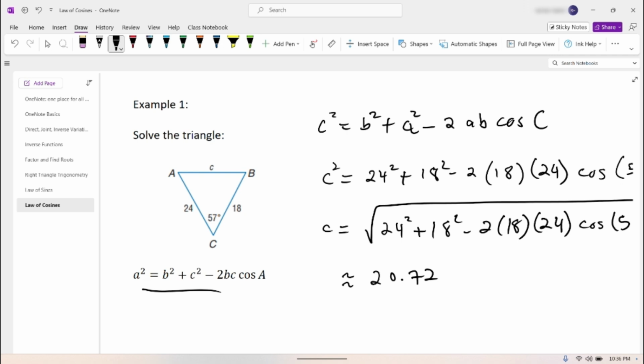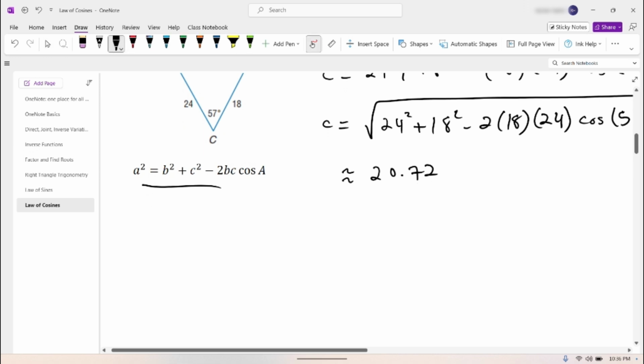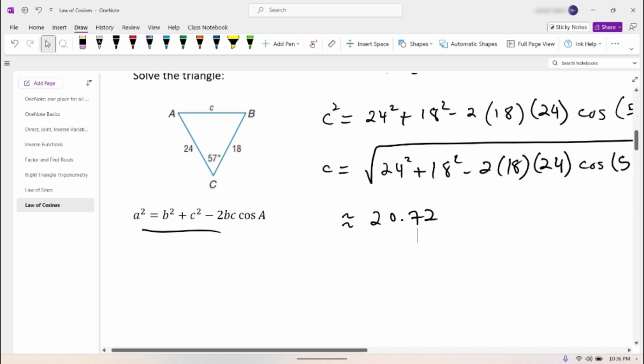So now I'm going to solve for angles A or B. Let's solve for angle A. Can we use law of cosines, law of sines here, or no? Yes, we can use law of sines here now. If I go back up, we already know C, lowercase c, we just found that, and we know the angle C, 57. So now I can use law of sines.